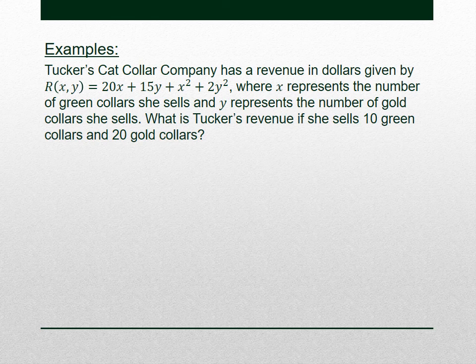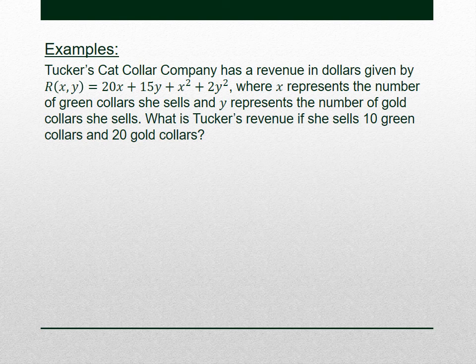Okay, so now to a word problem. Tucker's cat collar company, so she's making cat collars here, has a revenue in dollars given by this function, where x is the number of green collars, and y is the number of gold collars that she sells. So green, gold, Baylor, get it? All right. It says, what is Tucker's revenue if she sells 10 green collars and 20 gold collars?